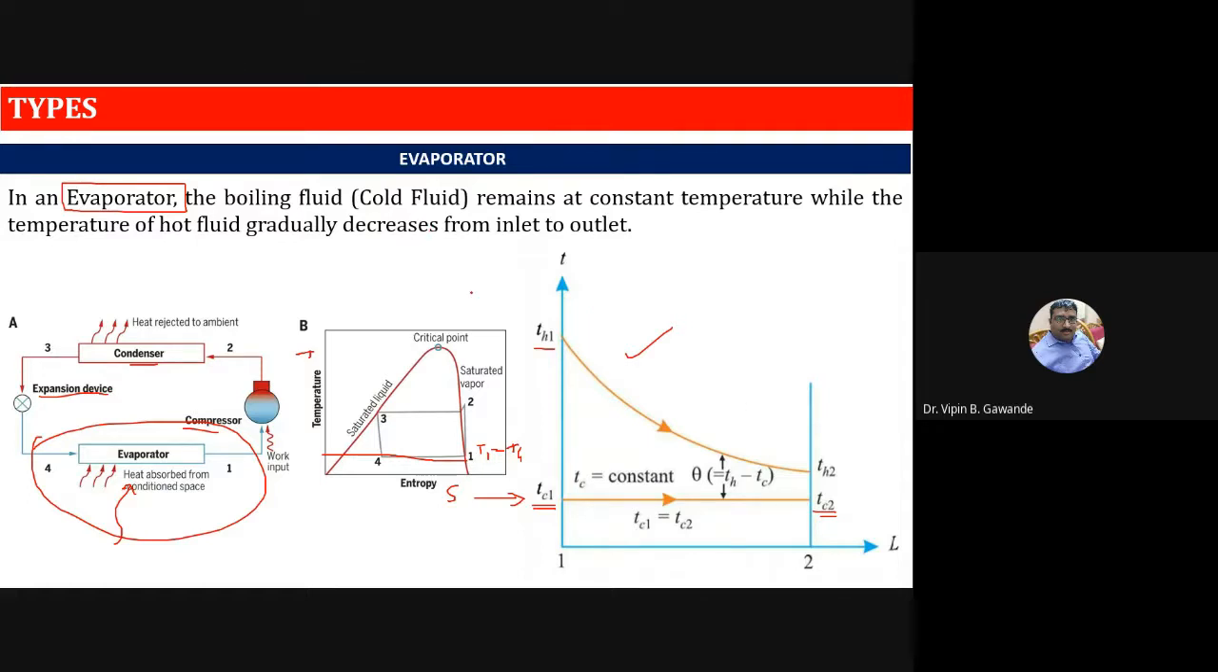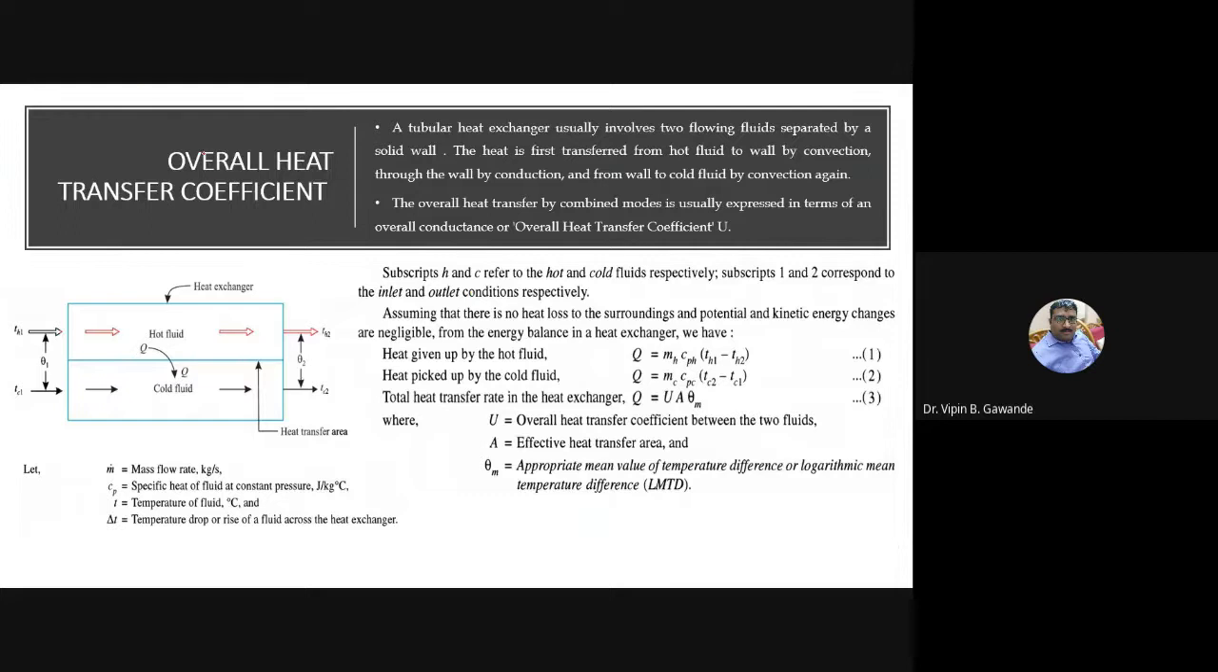Okay, now we'll discuss another concept, called the overall heat transfer coefficient. We know that the heat transfer coefficient is related with h. Now we have three modes of heat transfer: conduction, convection, and radiation. Now, if we consider the case of a heat exchanger, what will happen here? We'll get all three modes of heat transfer.